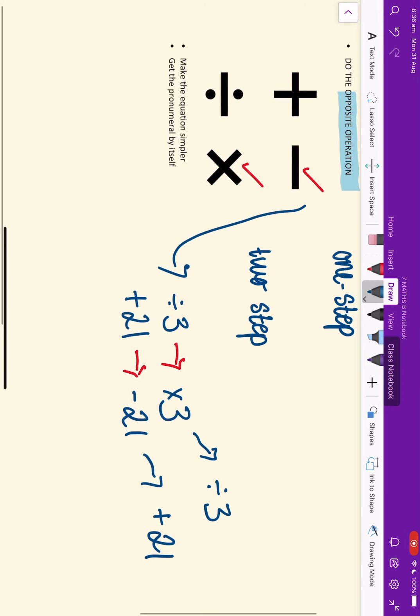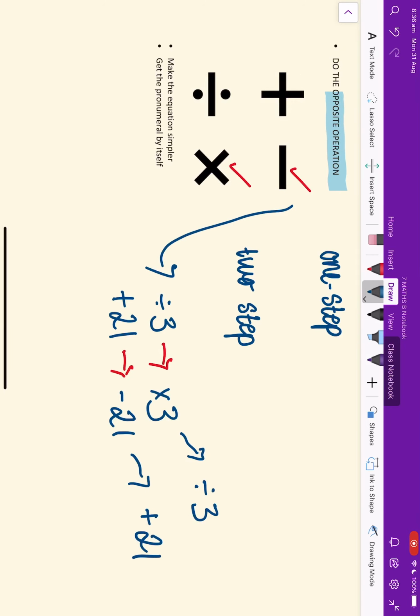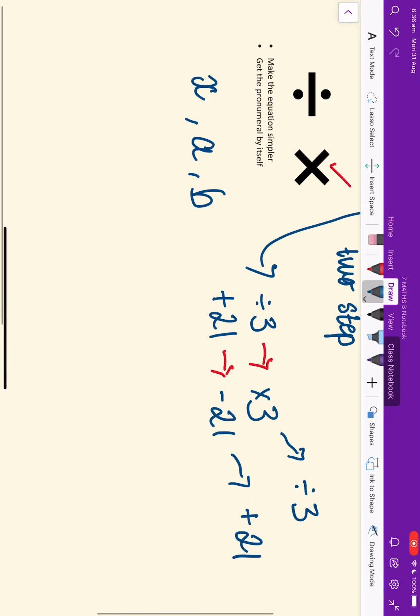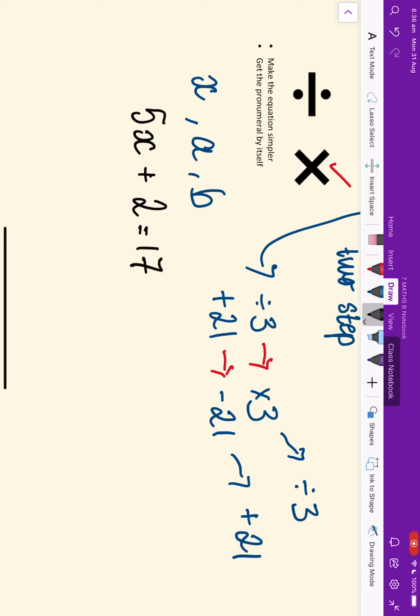Now, when we are doing our operation, what we're actually doing is making our equation simpler, and we're getting the pronumeral, so the letter, by itself. The pronumeral might be x, a, b, it might be anything. So an example would be, if you have this equation, 5x plus 2 equals 17.